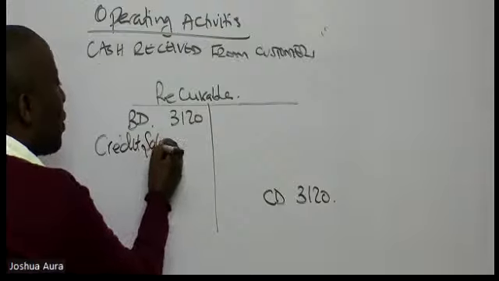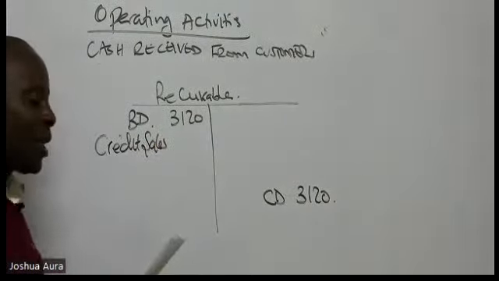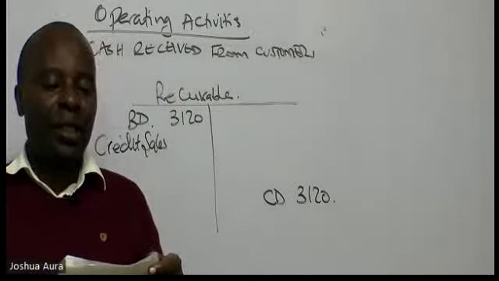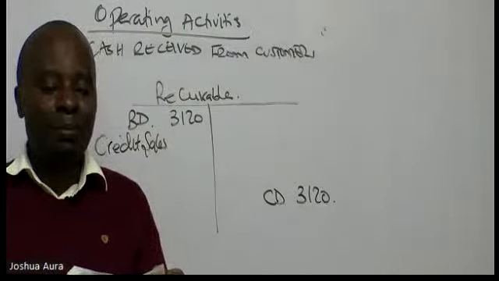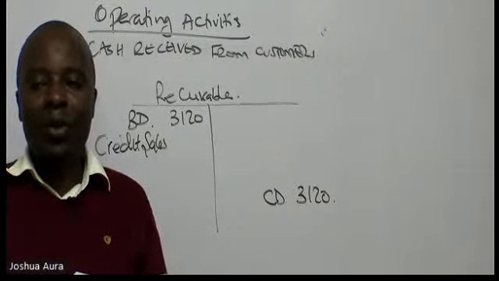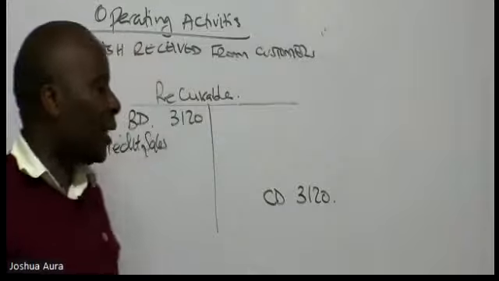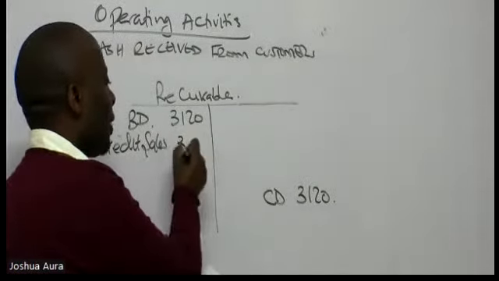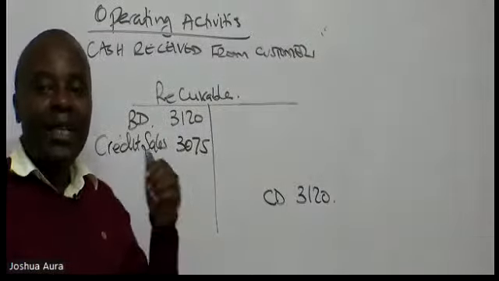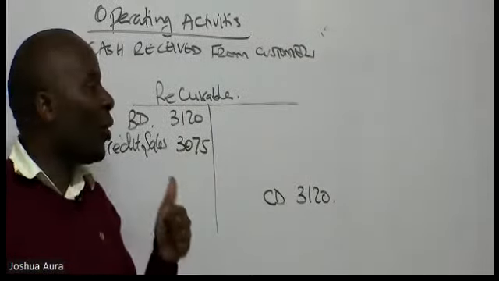Is there somebody who is able to see credit sales in this particular financial statement? Yes, I can see the statement of comprehensive income, and I can see my sales. My revenue was 3075. Yes, I can see a very good student who is telling me, Mwalimu, you know what?